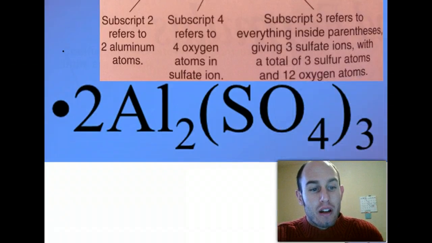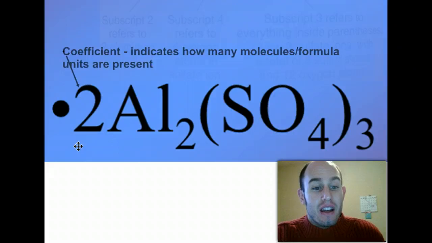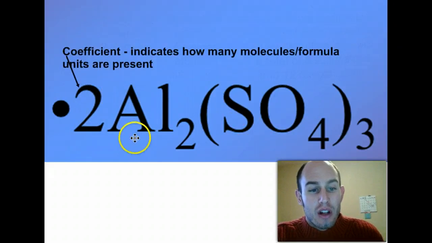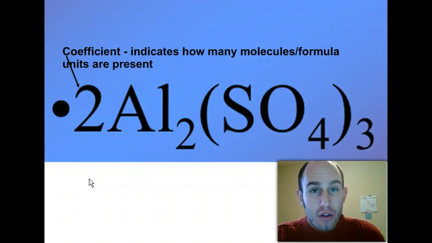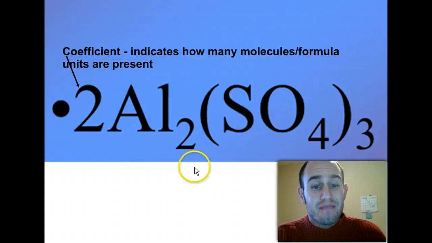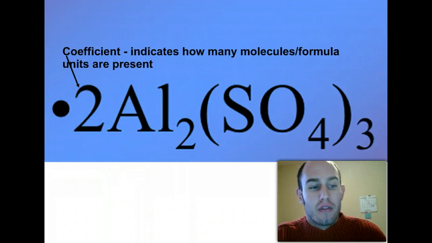This is what we call a coefficient. So if there's a number in front of the compound, we call that a coefficient. It's going to tell you how many formula units, in this case, are present. If this was a molecule such as H2O, then we could say that there are two molecules of H2O. Here, Al2SO4, aluminum sulfate, is a formula unit because it's an ionic compound, and we're going to say there are two formula units of aluminum sulfate.